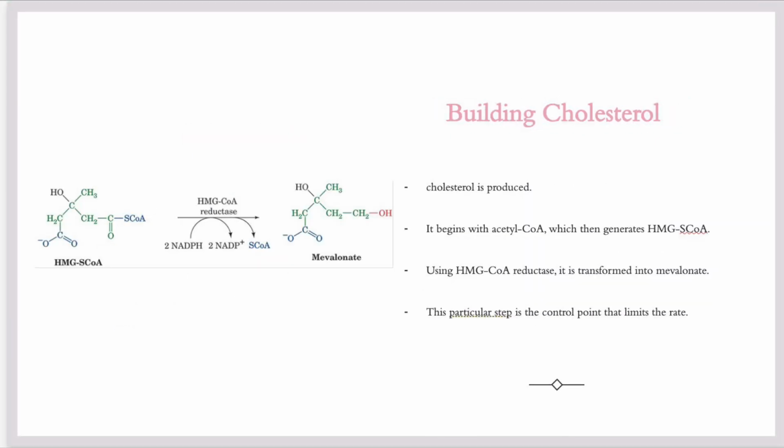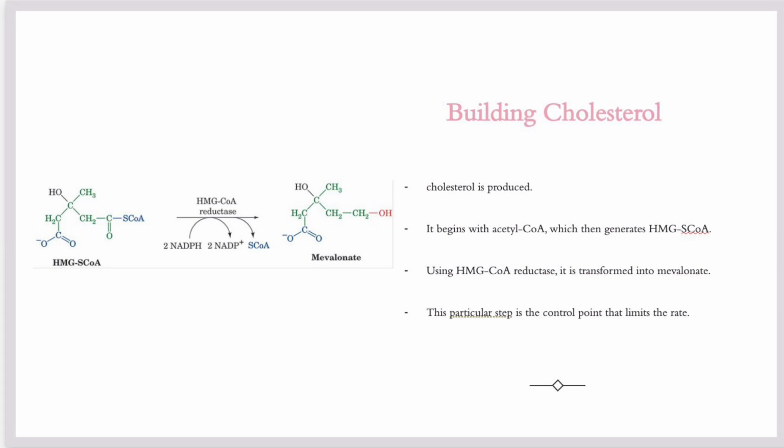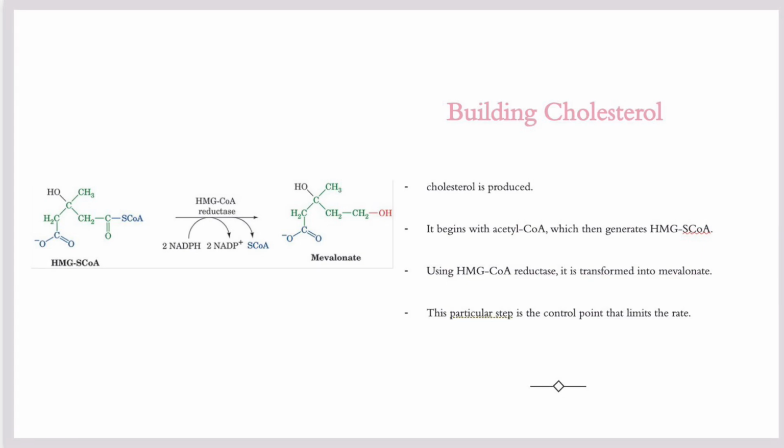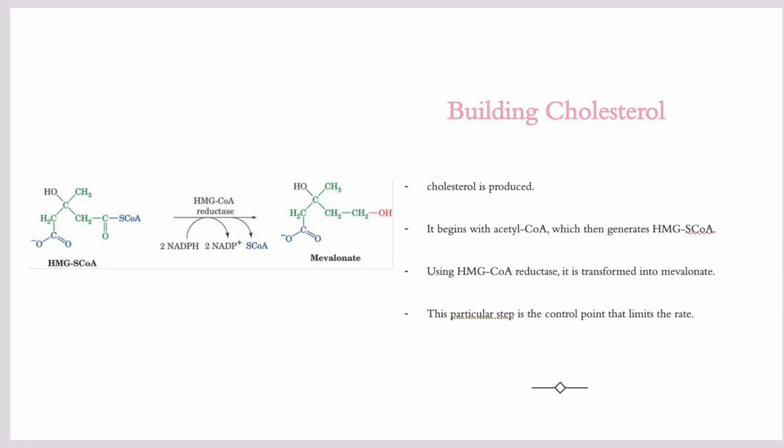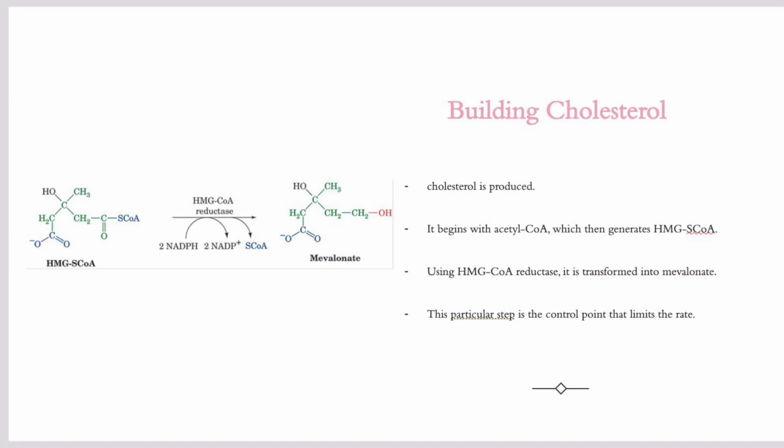For my next slide, we're going to be talking about building cholesterol. The body doesn't just get cholesterol from food, it also makes it from scratch. Starting with the molecule called acetyl-CoA, acetyl-CoA is turned into HMG-CoA in a series of steps. The most important step is when the enzyme HMG-CoA reductase changes HMG-CoA into mevalonate.